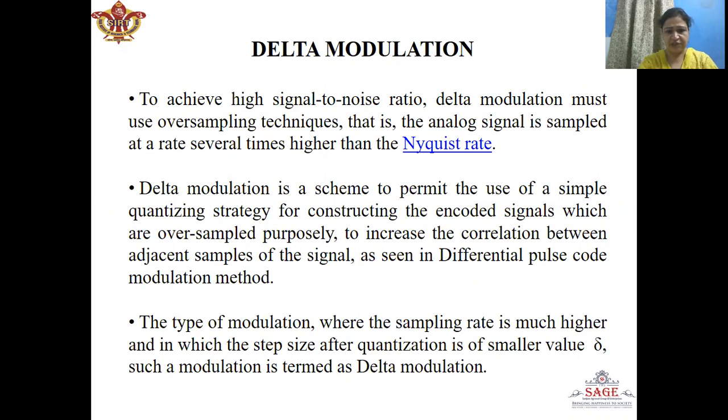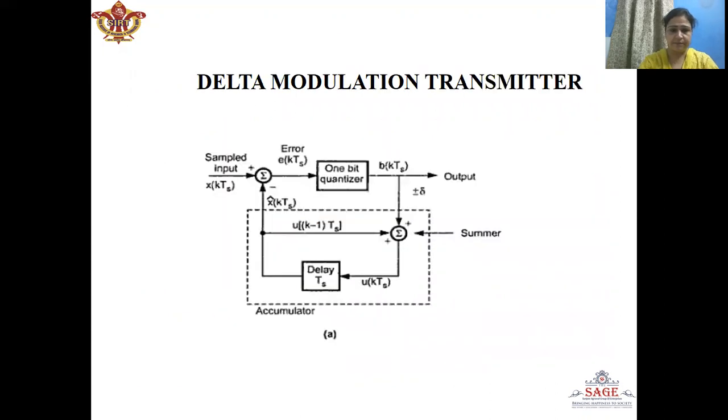In delta modulation, the oversampling technique is used, in which the analog signal is sampled at a rate several times higher than the Nyquist rate. This is done to increase the correlation between the adjacent samples of the signal so that the difference between these adjacent samples can be encoded into a single bit.